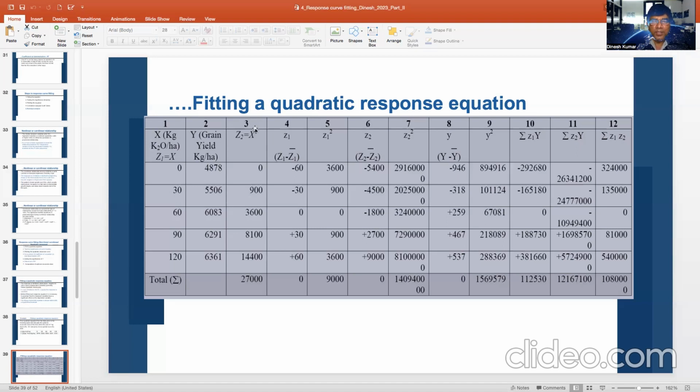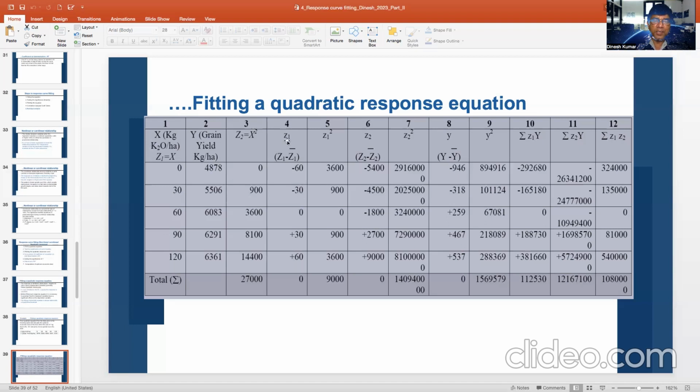So up to column number 3, you are clear. Now see column number 4. It is small z1. Small z1 means capital Z1 minus Z1 bar. So this is related to column number 1. You take the mean of this, which is 60. So 0 minus 60, you get minus 60. The 30 minus 60, you get minus 30. Likewise, you get the rest of the values.